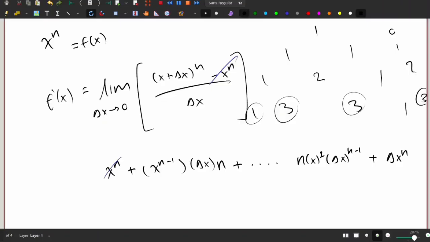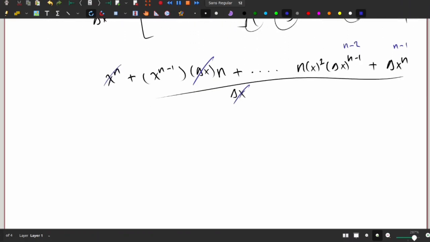So all we're left with is this huge expression divided by delta x. Now, because every term in here has a delta x in it, except for this one, we can cancel out the delta x. So this is gone, and this n minus 1 becomes an n minus 2, this n becomes an n minus 1, but the specifics no longer matter, because look at what we have now.